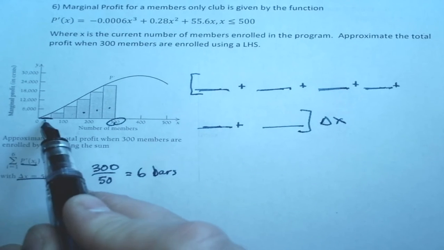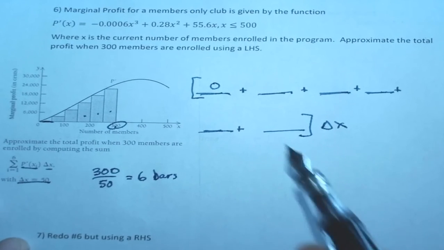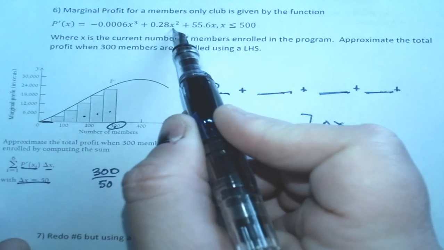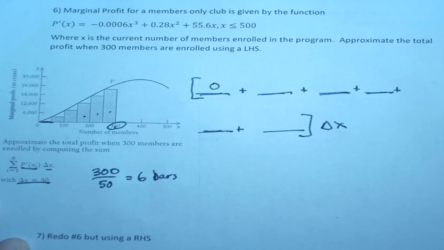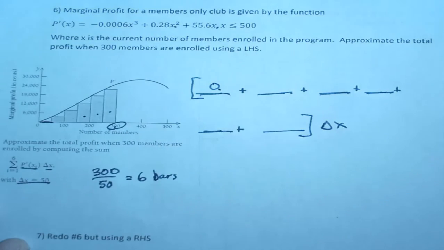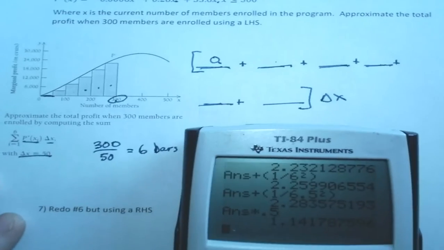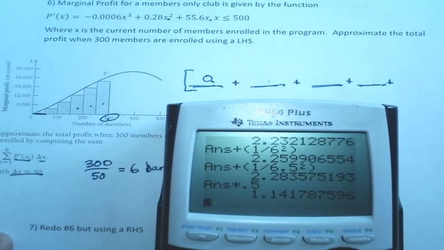So the height of this first bar is 0. I can see that right out of the gate. Another way to see this is if you plug 0 into the function: if you plug in 0 here, here, and here, you'll get 0. Now watch what we do for the next bar.